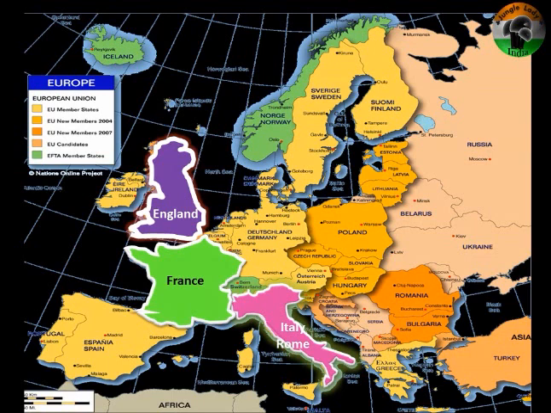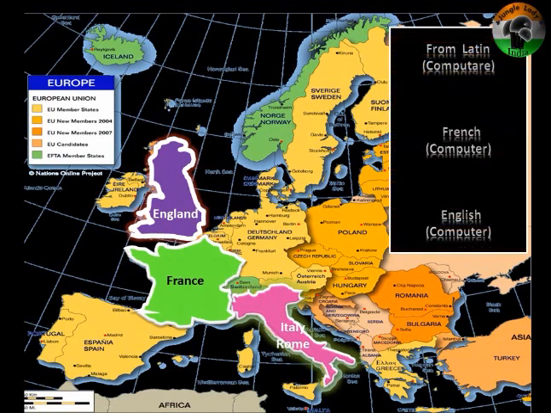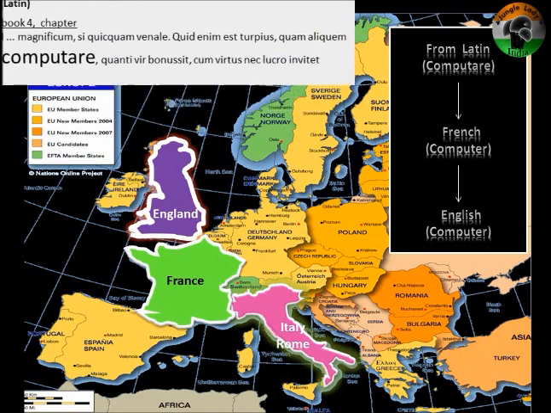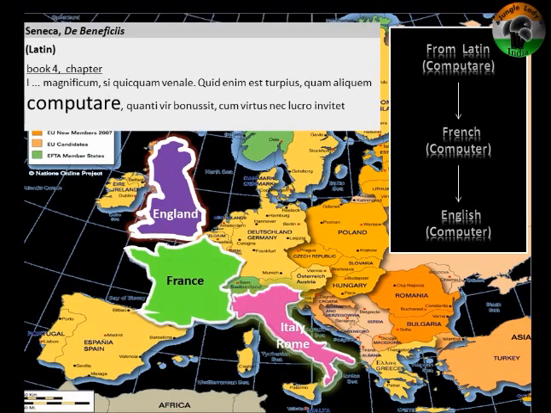I say all this history because the word computer entered into English from French. The French word computer is derived from the Latin word computere. This snippet gives an example of the word computere from the Latin book De Beneficiis by the philosopher Seneca. Let's focus on the Latin word computere.